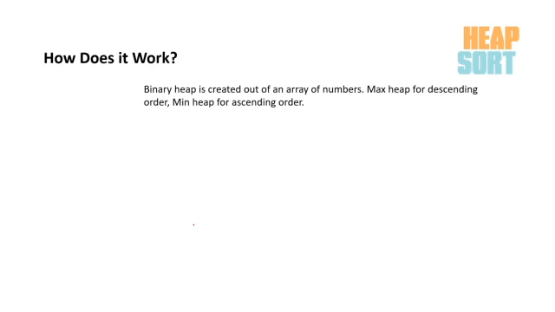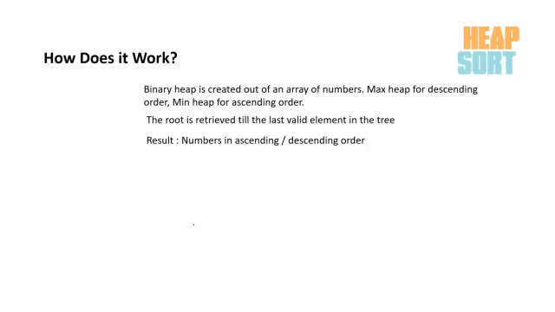You'll be given a number of elements to sort in ascending or descending order. If you have to sort in descending order, you will be creating a max heap out of those elements. And if you have to sort in ascending order, you will be creating a min heap. Next, the root will be retrieved, and this will go on in a for loop till the last valid element in the tree. What you will get after popping those elements, like deleting the root, is the numbers in ascending or descending order.